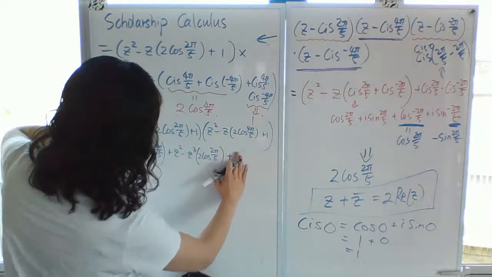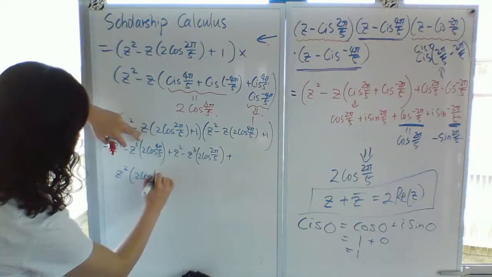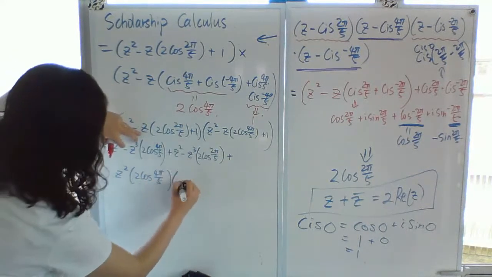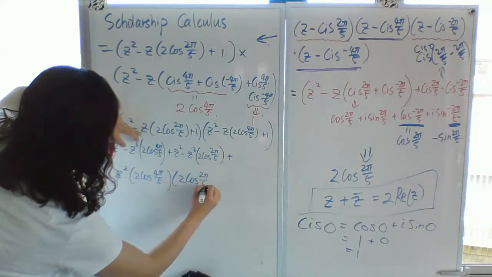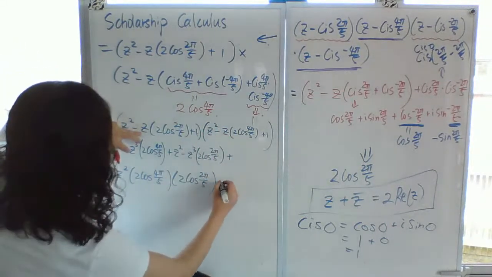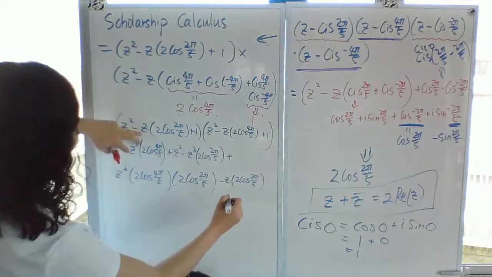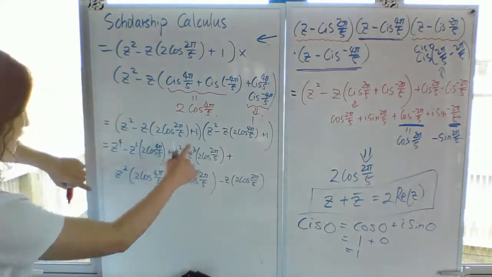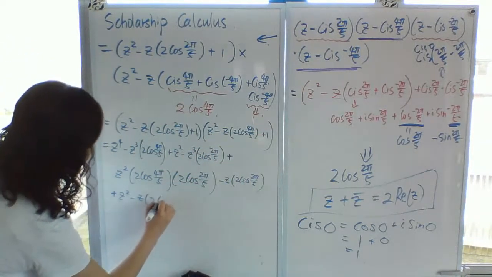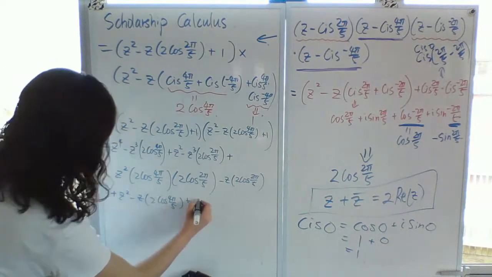Okay, maybe I'm just going to write it underneath. So I have z squared, 2 cos 4 pi on 5 and multiply by 2 cos 2 pi on 5. Yep. And I can keep going next, which is minus z 2 cos 2 pi on 5. And then I finish this. Now I just have 1 multiplied by everything. So that'll be z squared take away z 2 cos 4 pi on 5 plus 1.